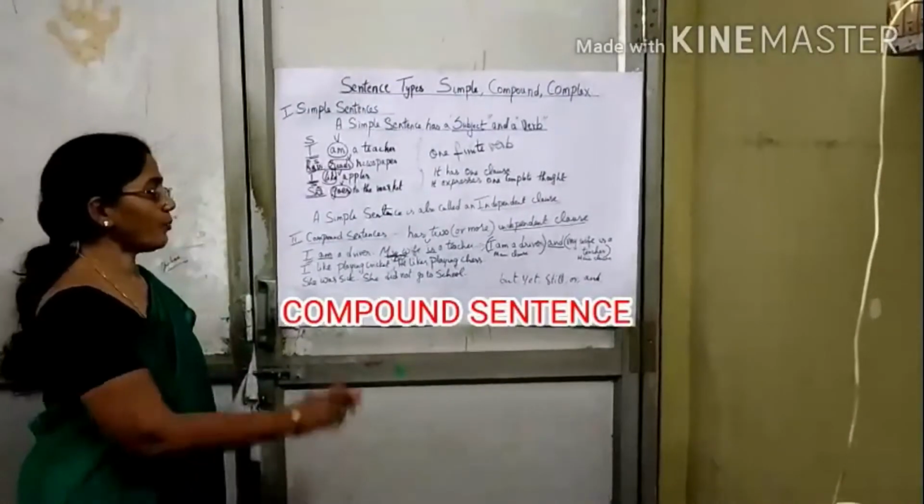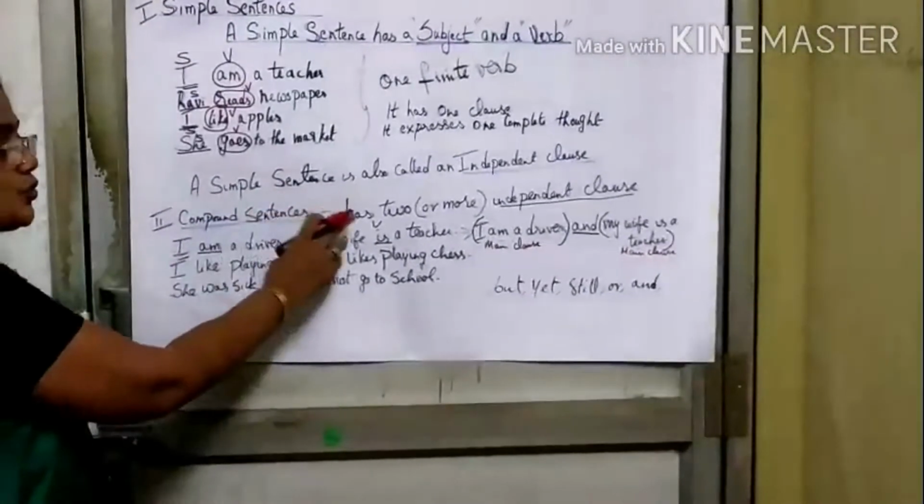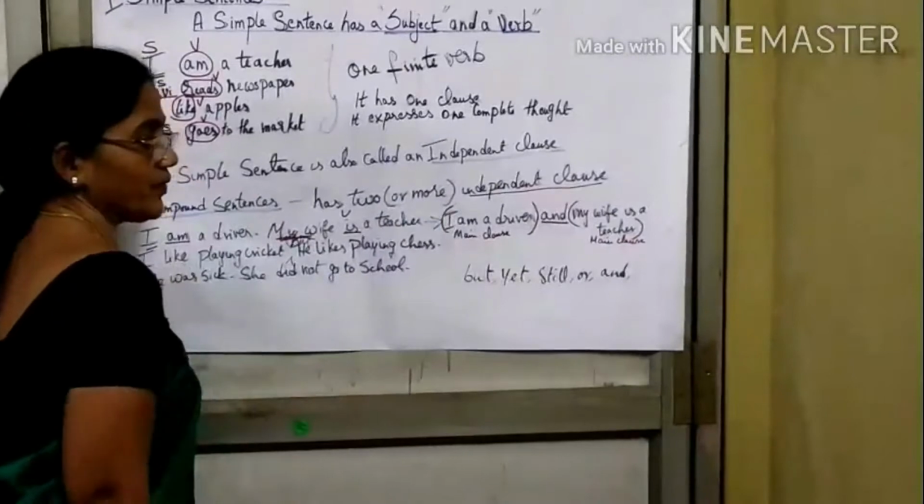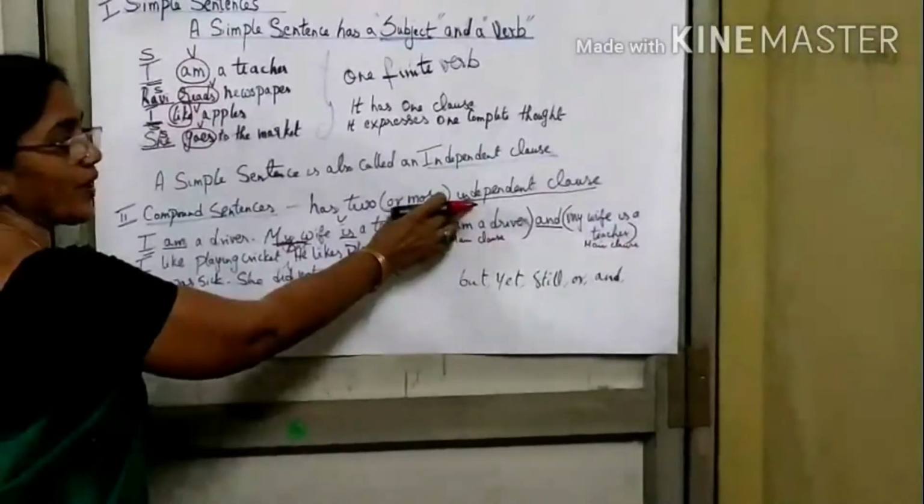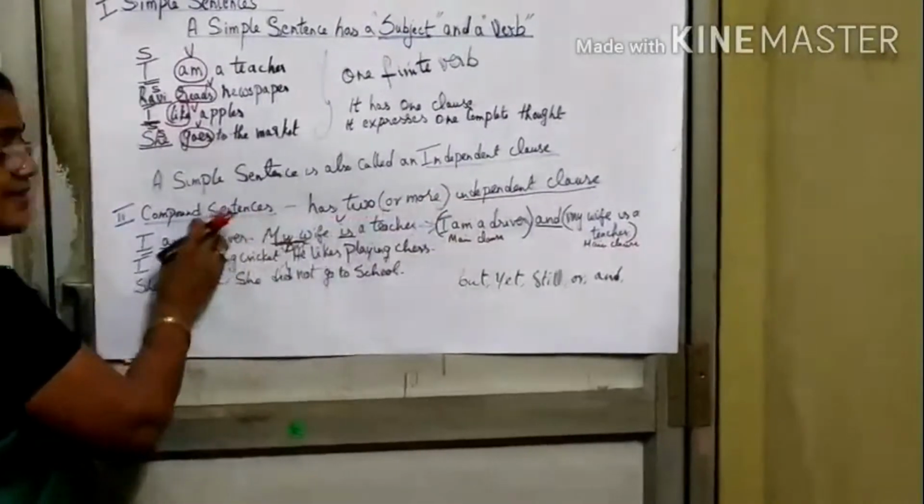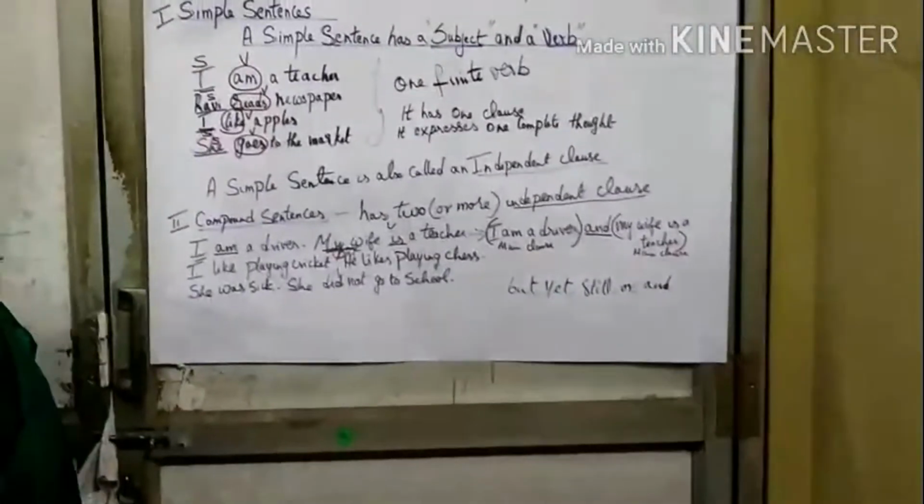Next we move on to the compound sentences. What is a compound sentence? It has two or more independent clauses. We have learned earlier what an independent clause is. It gives you a complete meaning. So in these sentences, we find two different sentences connected with a coordinate conjunction.